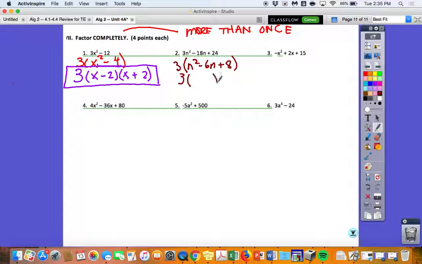Now let's look at that. Do we have 2 numbers that multiply to 8 and add to 6? Yes, we do. That would be 2 and 4. We put the little n's in there. Signs are going to be the same, both of them negative. There we go. Need all components.